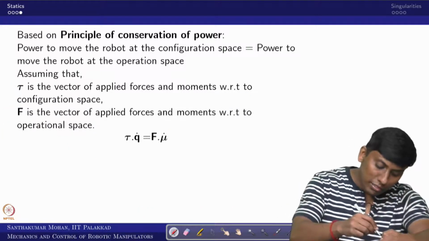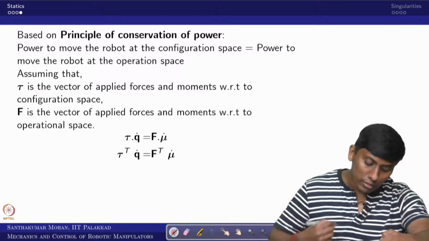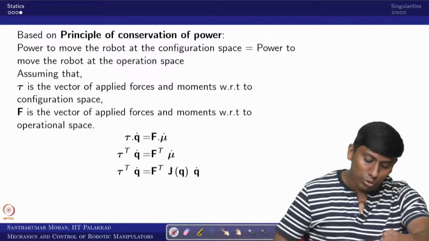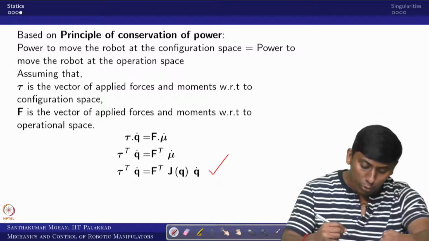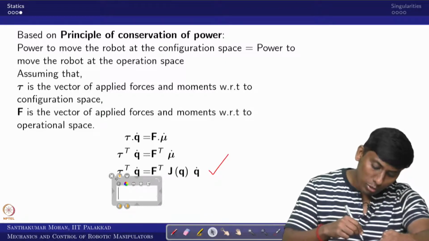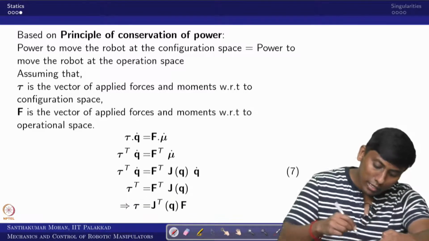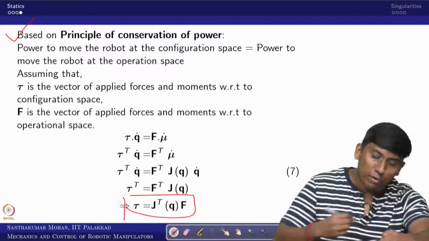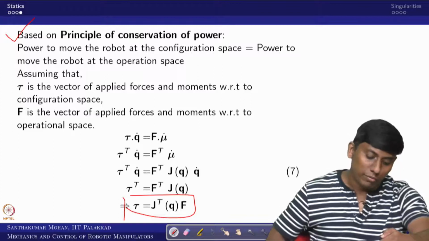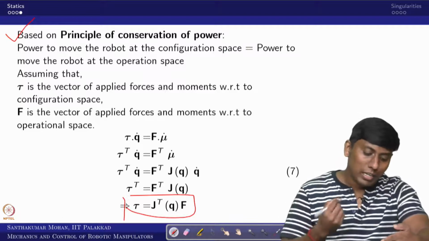Now this relation we know, and again we can use the dot product as a vector basis. And you know mu dot already, j of q into q dot, this relation we know from the forward differential kinematics, and you substitute. Finally you will get the same relation. This is the other way of finding it, but we always use the principle of virtual work. This is conservation of power. Both give the same relation, and we can use it.